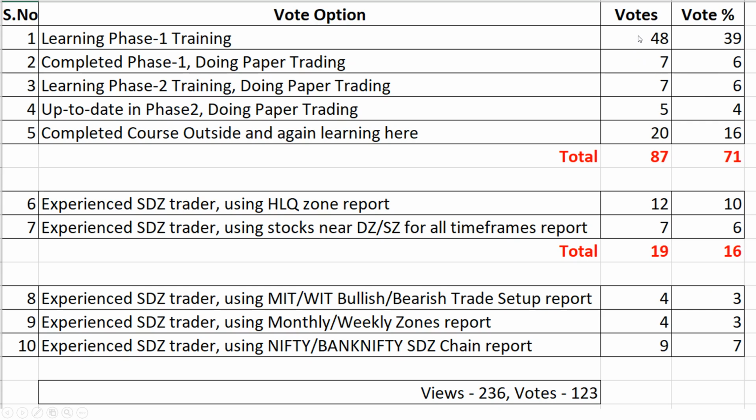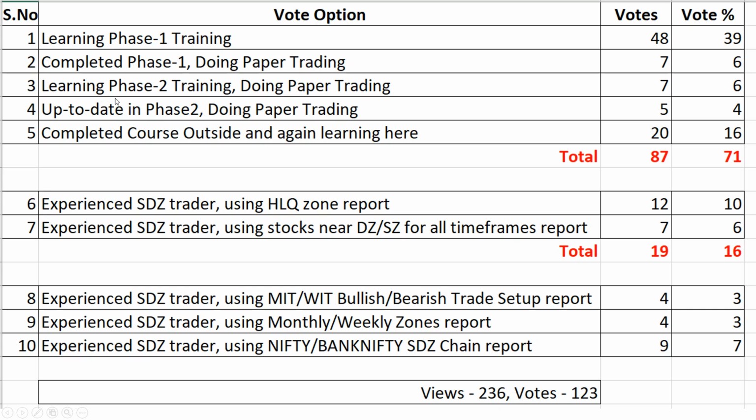Let me focus on the number of votes, because they are the actual people. That means currently 48 people are learning phase 1 training of our supply demand zone price action free training. And 7 members have completed phase 1. Now they are doing paper trading, because I have suggested that those who completed the first phase training should do paper trading for at least 2 to 3 weeks, and only then get into phase 2 training. If you follow this approach, your learning will be much more accurate.